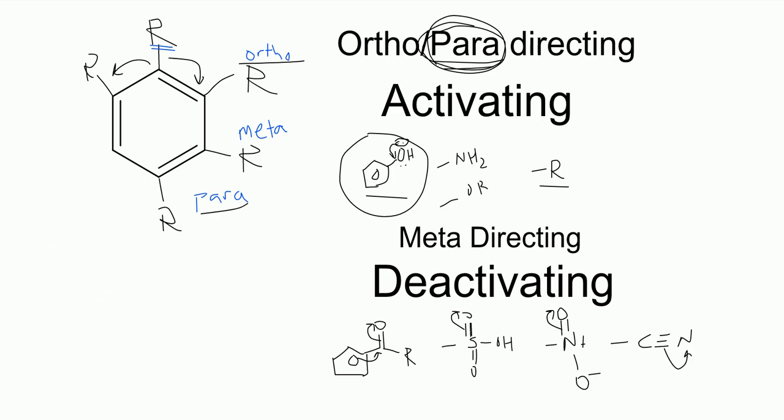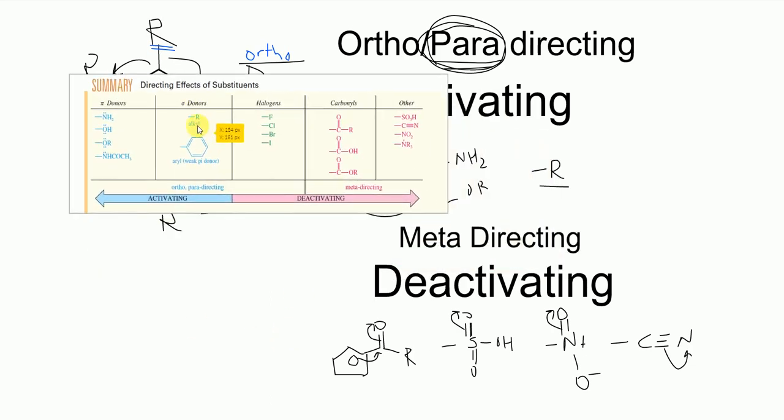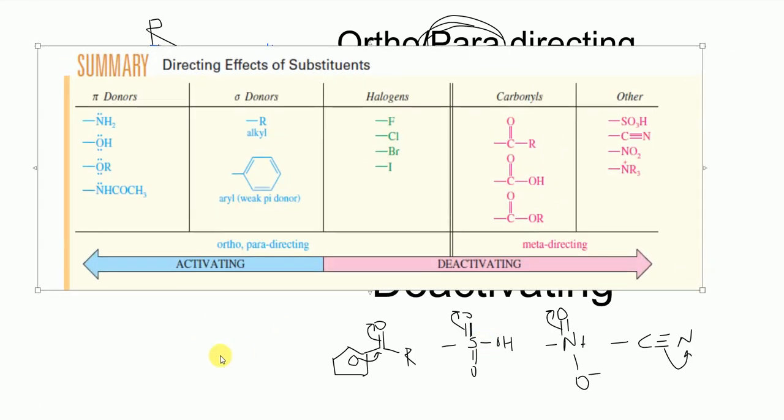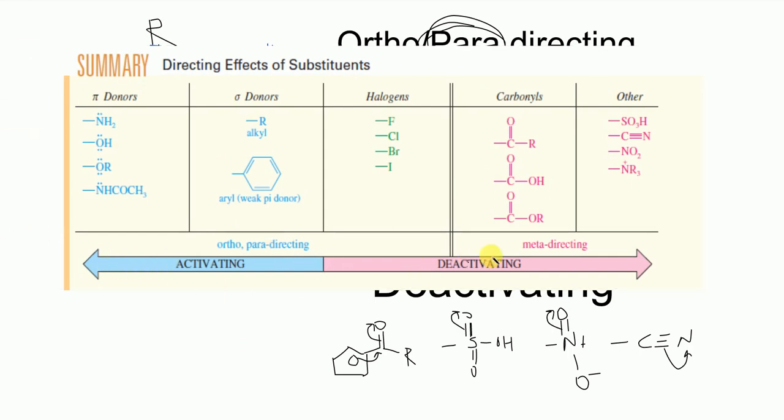So now I'm going to put up a little picture that kind of encapsulates all this. I'm going to put this on top of all this, and it talks about everything that I've already just discussed. And this is in the book. But here we have activating and we have deactivating, and we have different groups. All right, I want everyone to pay special attention to halogens. They are within the deactivating class of substituents, but they are still ortho para directing.